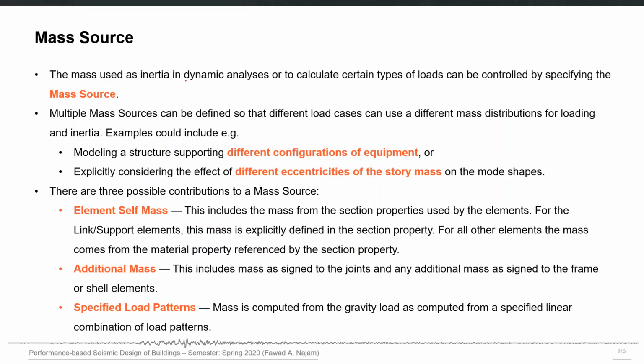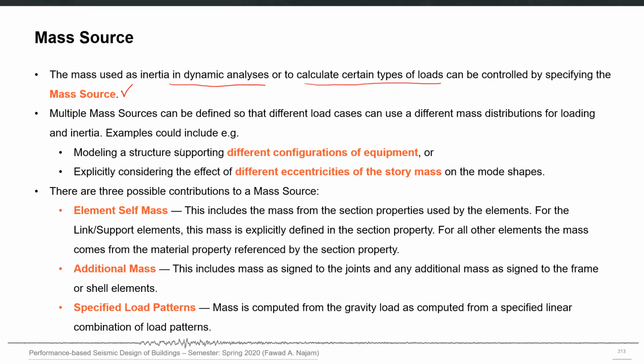Another important property, especially for seismic analysis, is the mass source. It is the mass which is used as inertia in dynamic analysis or to calculate certain types of loads. For example, in response spectrum analysis, the mass matrix is also used. So in mass source, basically you define the source of the mass which will be used to construct the mass matrix of your structure. Multiple mass sources can be defined so that different load cases can use different mass distributions for loading and inertia.